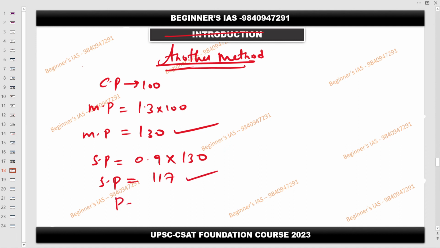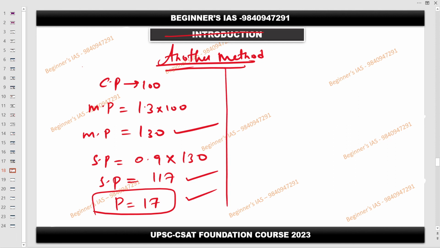So what would be the profit here? Profit is nothing but 17 rupees. If it is 17 rupees, then what is the actual profit? The actual profit is 544. So 17 equates to 544, and 100 equates to something like this. Clear? Everyone clear or not? Then you can easily calculate this.